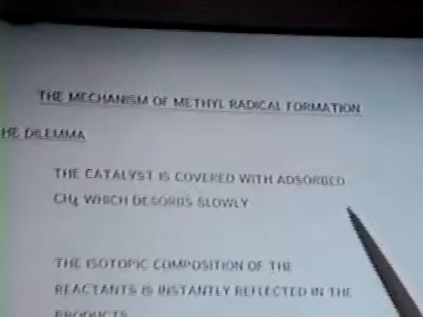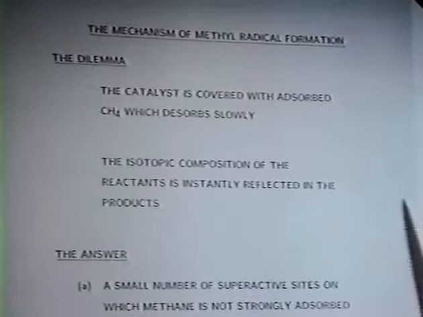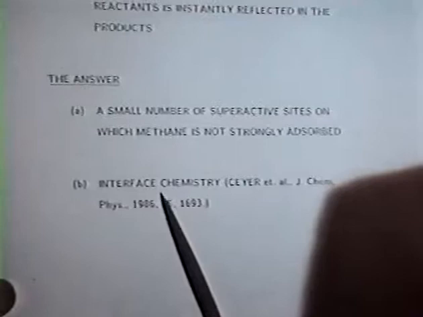Now we see the mechanism of the formation. The dilemma in the explanation is that the catalyst is covered with absorbed methane, which desorbs very slowly, but that the isotopic composition of the reactants is instantly reflected in the products. And the answer, as we see it, there are two possibilities. And I'll start with the bottom one first. And that's the interface chemistry, as I call it.